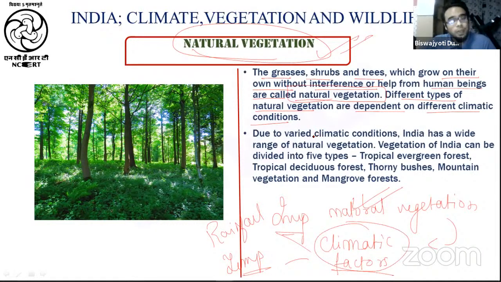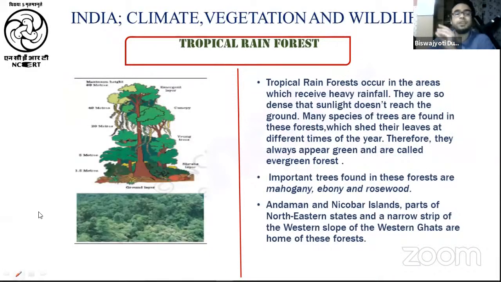Fine. So due to varied climatic conditions, India has a wide range of natural vegetation. In total, in India, we have 5 different types of vegetation. Number one, we have tropical evergreen forest. Then we have tropical deciduous forest, then thorny forest, then mountain vegetation, and we also have mangrove forest. So in India, in total, we have 5 different types of vegetation. Let us talk about these forests one by one.